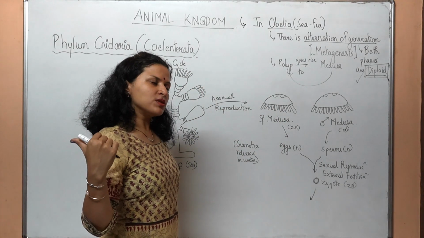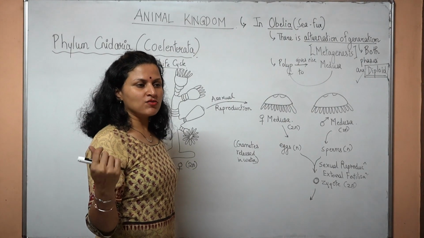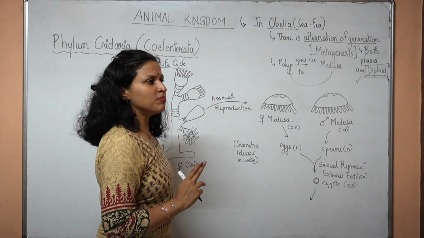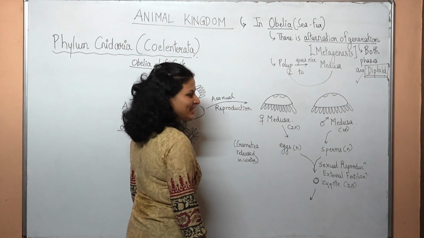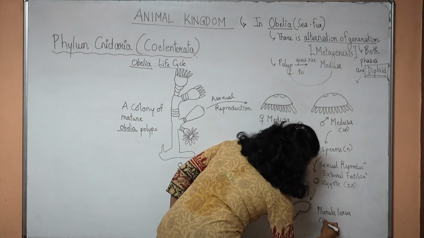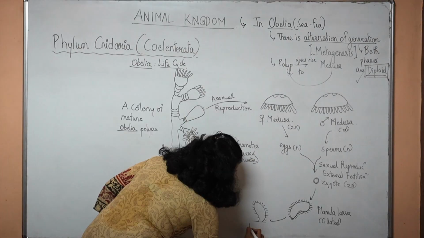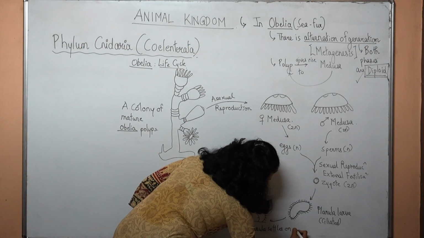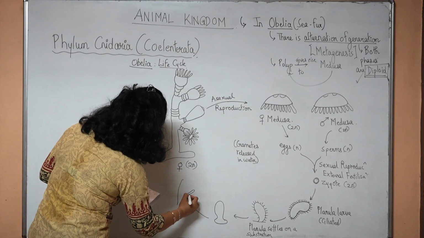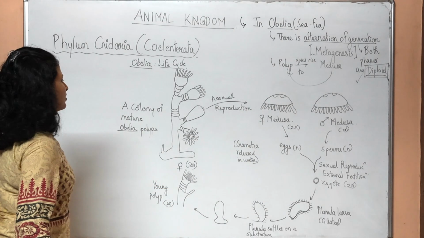For porifera, what was the larva called? Amphiblastula and parenchymula were the two types of larvae found in different types of sponges. Over here in cnidaria, the larva, if formed, will be the planula type of larva, which will be ciliated. This is called the planula larva, which is said to be ciliated. This planula larva will swim in water and will settle at a suitable substratum. Planula settles on a substratum. This is then going to develop into a young polyp. This is the young polyp, which is then going to mature into the mature polyp.